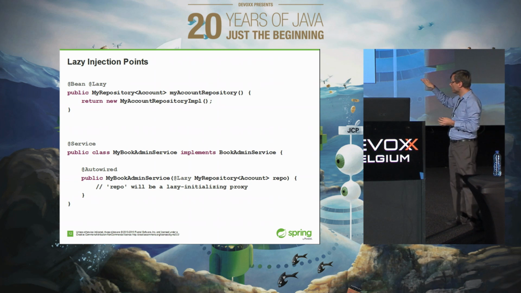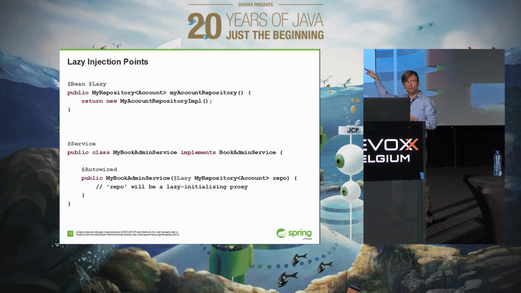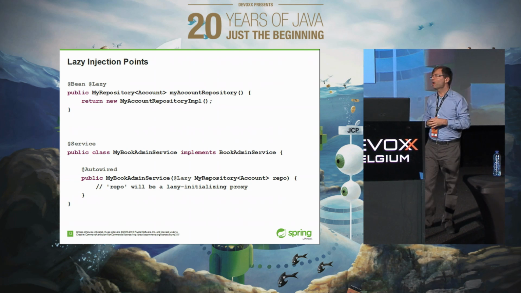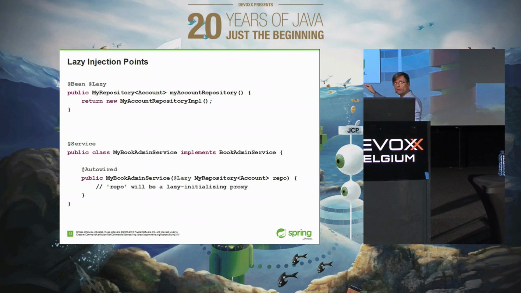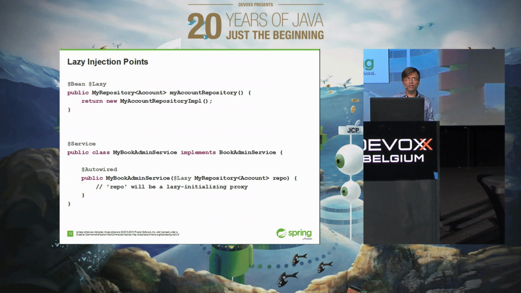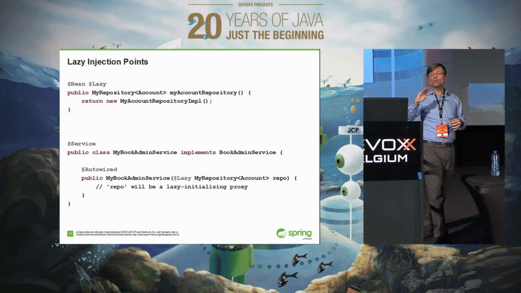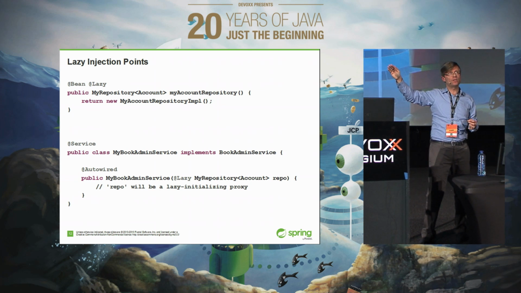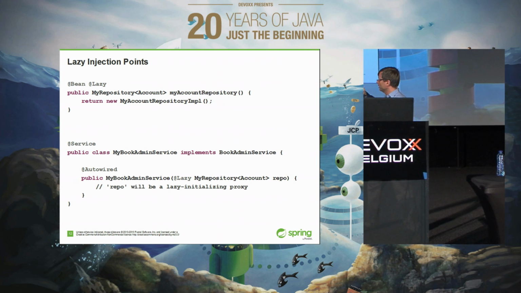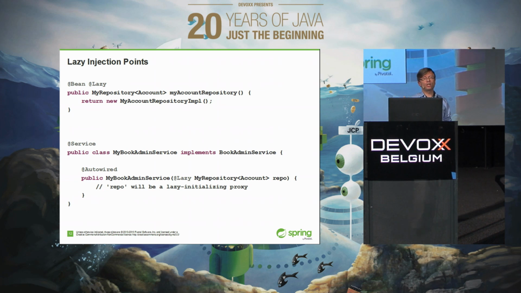If you have a regular MyRepository of Account injection point, you are basically saying semantically that it needs to be fully initialized. I insist on it. With @Lazy, you're expressing that it's okay if the target bean is not initialized yet. You just want an invocable reference. You don't want a fully initialized state over there yet. So it changes the semantics of the injection point.